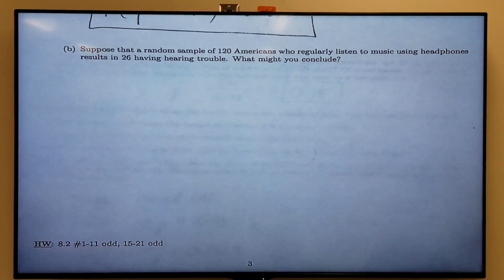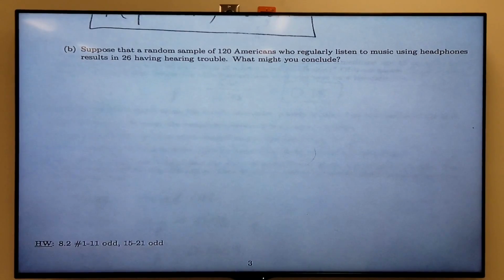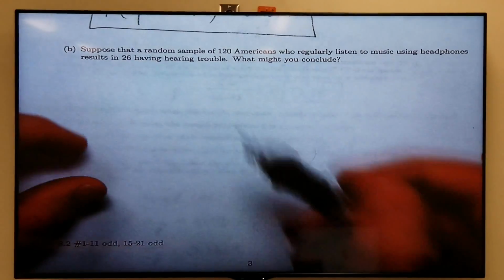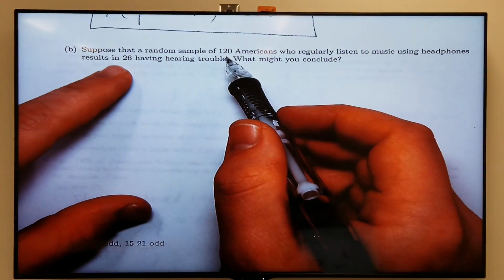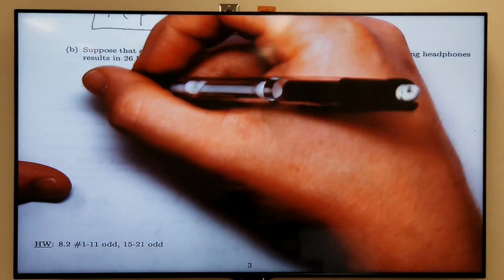So we have a random sample of 120 Americans. 26 of them have hearing trouble. These particular people in this particular sample listen to music using headphones. Well, one thing that I might be interested in knowing is, what is this sample proportion, right? So what is the sample proportion here?